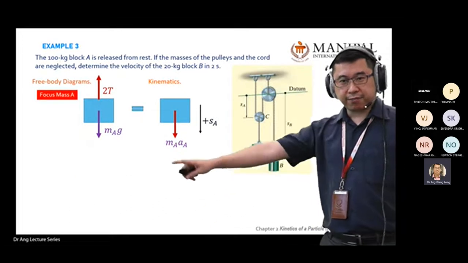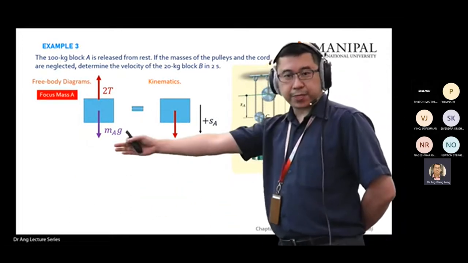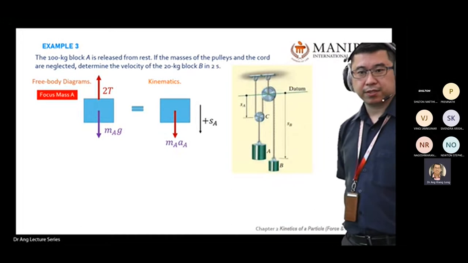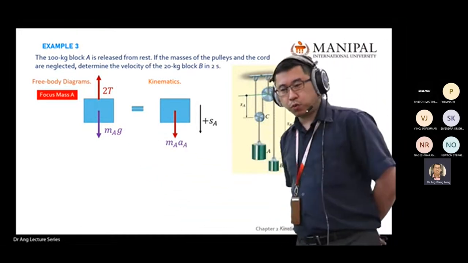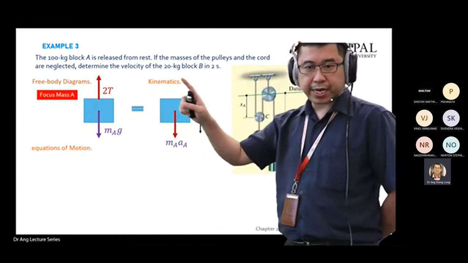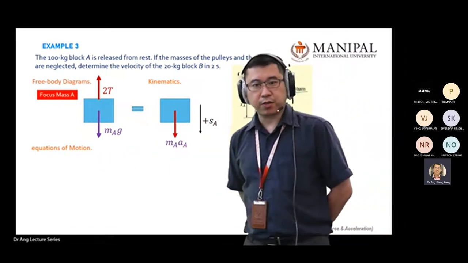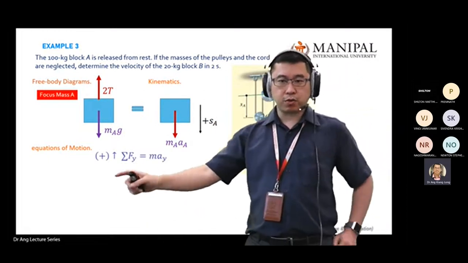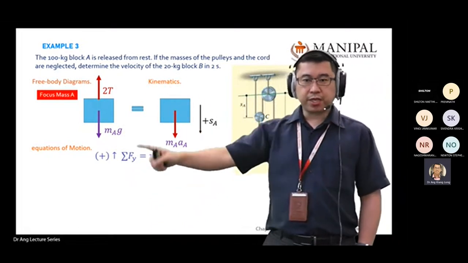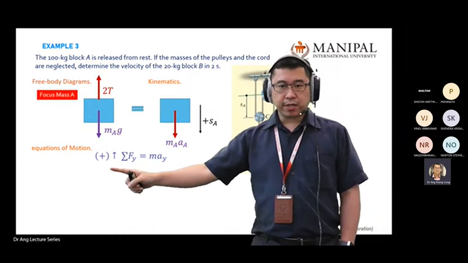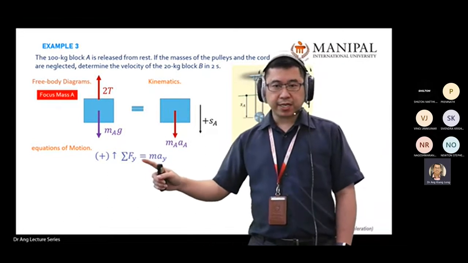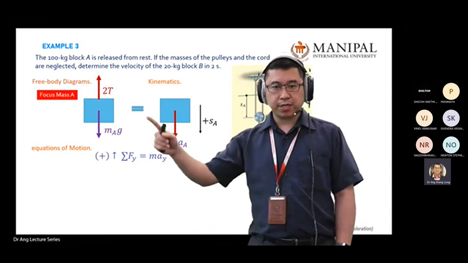Okay, let's look at the first set, your object A. Your free body diagram on one side, kinematic diagram on the other. Then you balance the force, the equation of motion. The next step is to do the equation of motion with all the forces equal to MA. F equal to MA. In this case, your object only moves in the vertical direction. So I just put all the directions going up in my motion as positive. Fy equal to MAy, so all the motion going up is positive.